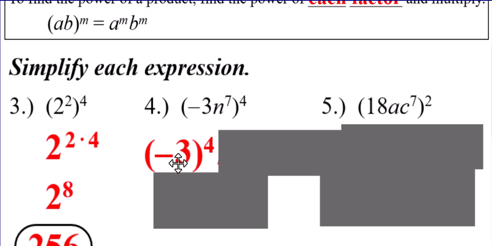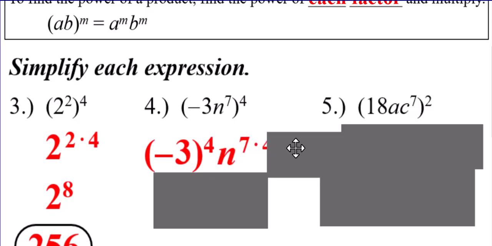Yes, the -3 needs to be in parentheses. We've talked about this over and over again in this unit. When you take a negative number to a power, you must put the negative number in parentheses and the power on the outside. Now, we also are going to take the 4th power to the 7th, which, how do we do that? We multiply the exponents together.